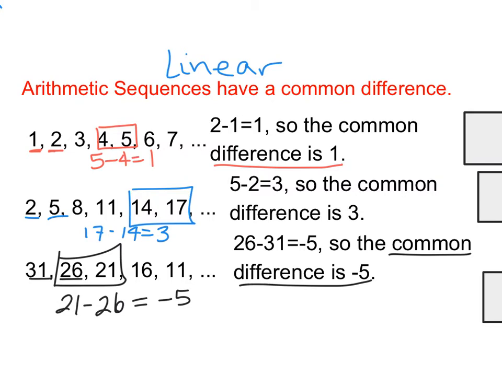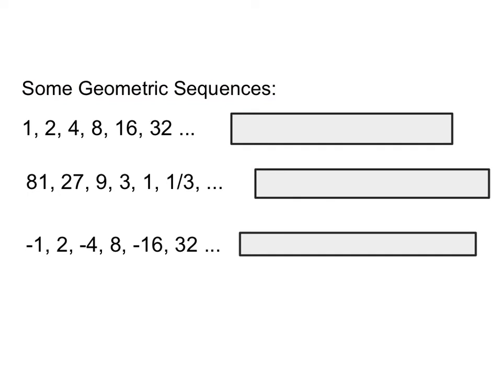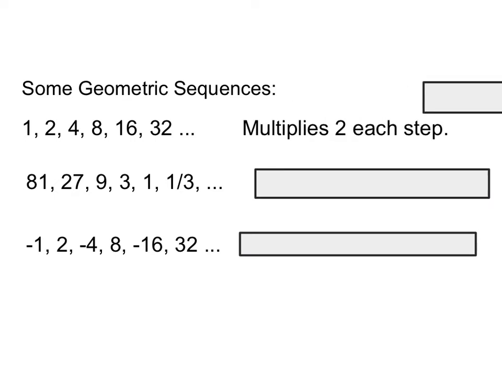The next one is geometric. Those are the two types of sequences we're going to talk about: arithmetic and geometric. So here are some geometric sequences. What's happening here? I got 1, 2, 4, 8, 16, 32. They're multiplying by 2. 1 times 2 is 2. 2 times 2 is 4. 4 times 2 is 8. 8 times 2 is 16. 16 times 2 is 32. So we multiply by 2 each step, right?